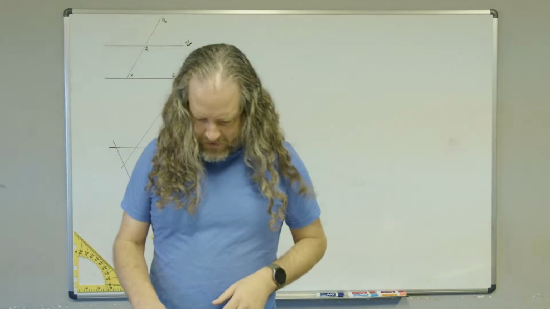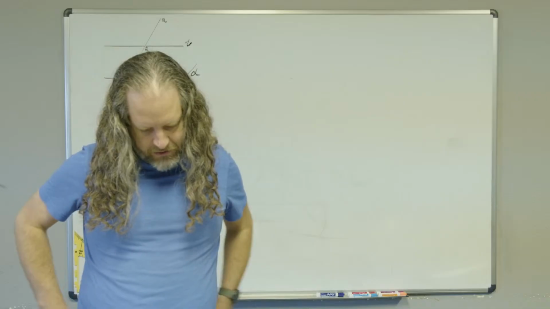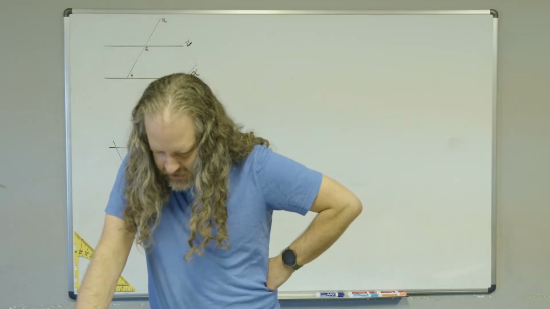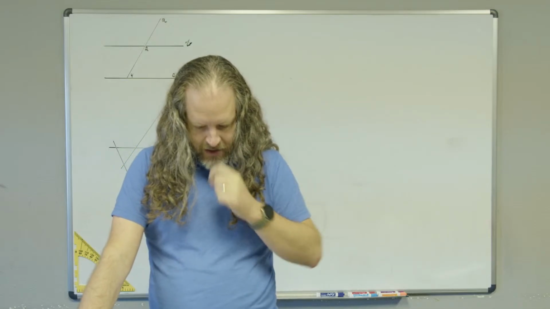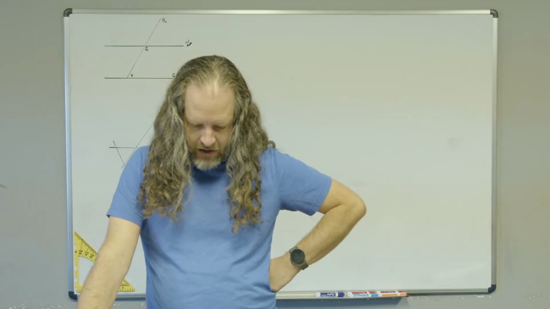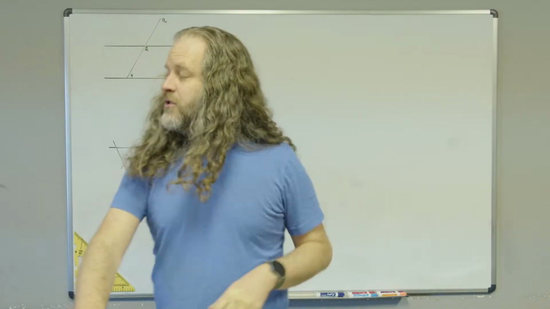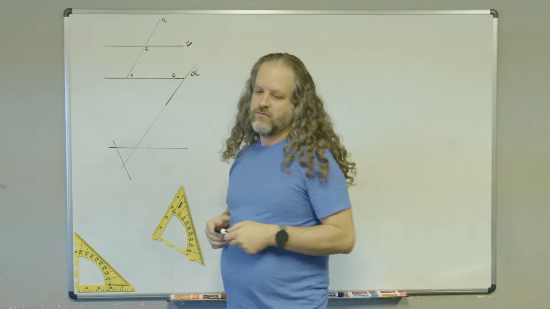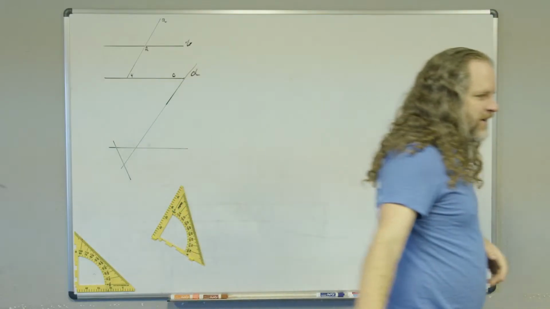Alright, so identify the transversal connecting each pair of angles in the photo of the fire escape show. Oh, it's not a road, it's a fire escape. Sure, why not? Then classify the relationship between each pair of angles. So for 32, we're looking at 2 and 4. So this one and this one. So what are they? And which line is the transversal?